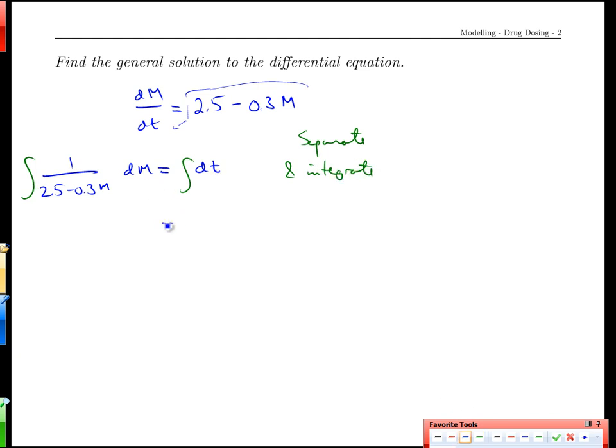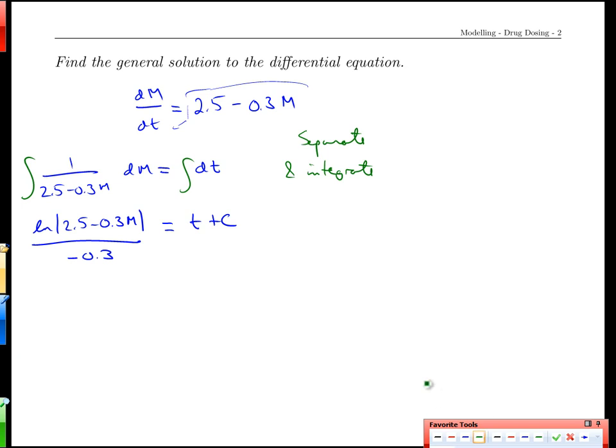When we integrate the right side, let's do it because it's easy. We're going to get t plus a constant. The left-hand side's a little trickier. It's a ln, because it's just a linear function in the denominator there. But we have to be careful. The variable is m, and we have a negative 0.3 with that variable. So we'll have to divide by that.